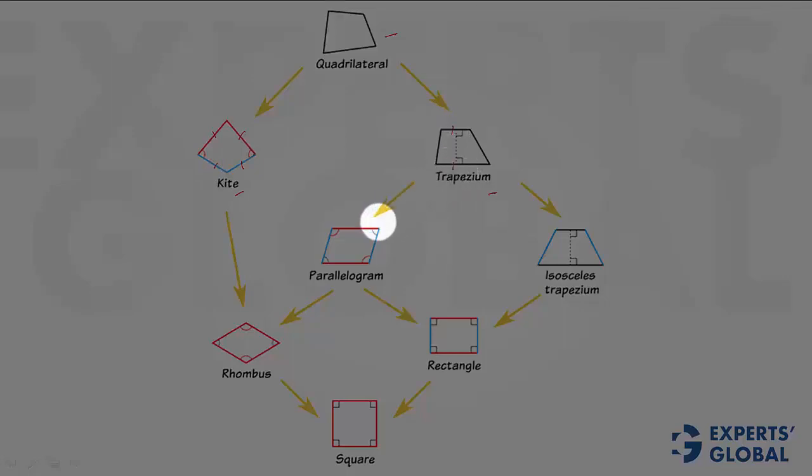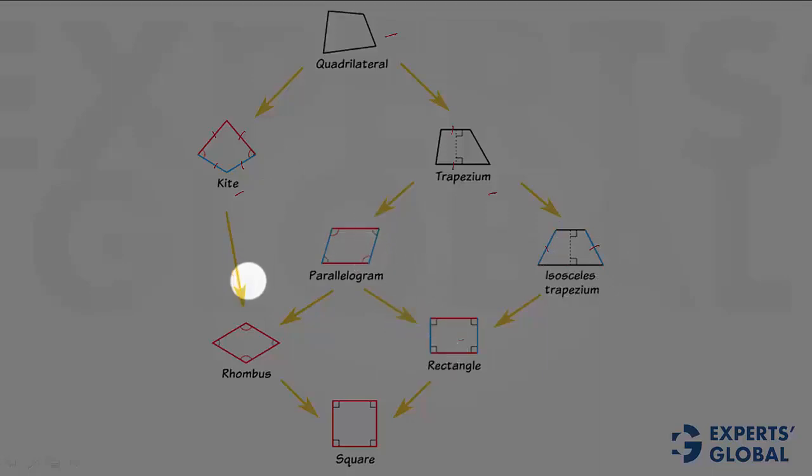Now a trapezium becomes a parallelogram when the other pair of sides also becomes parallel. An isosceles trapezium becomes a rectangle when the other pair of sides also becomes parallel, and a parallelogram becomes a rectangle when all the 4 angles become equal.